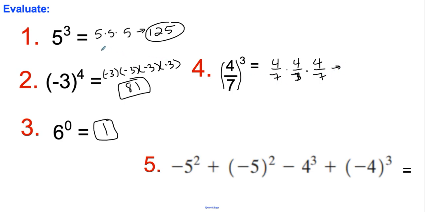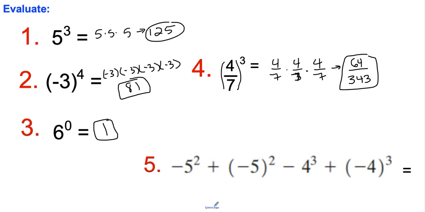And then it works the same as these. Okay, so 4 times 4 times 4, that's a 64 in the numerator. 7 times 7 times 7, that's a 343 in the denominator. Okay, so that's how we do an exponent with a fraction, parentheses, regular number. Okay, so let's put this in a problem here like this.